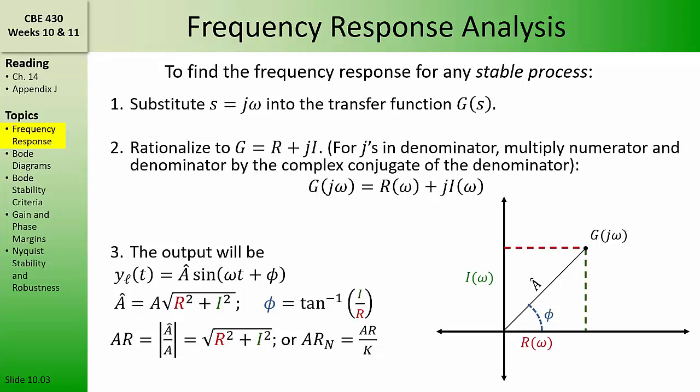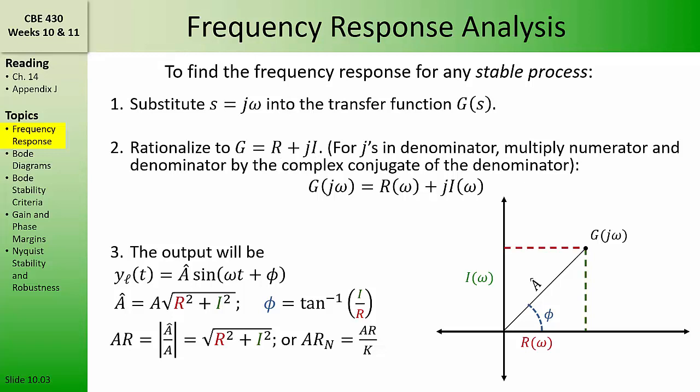Now, for any stable process, by definition, the exponentials must decay instead of grow with time. So the frequency response must be described by substituting s equals j omega into the transfer function G(s), because the result then will give us sustained oscillations. And omega is the frequency of our input forcing function. Of course, when we substitute s equals j omega, where j is the square root of -1, into our transfer function, then the transfer function is likely going to have both a real part and an imaginary part. We'll call the real part R and the imaginary part I.